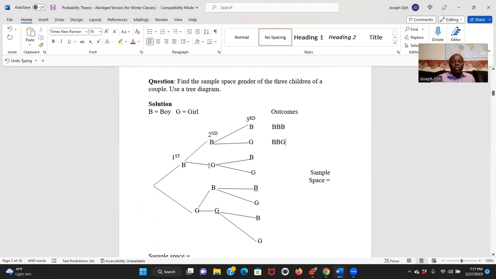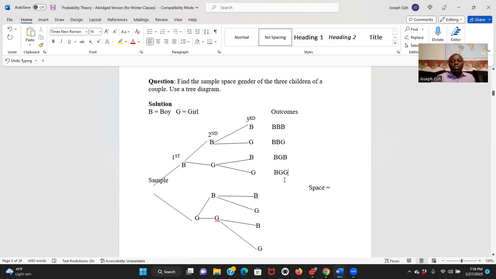First child is a boy, second child is a girl, third child is a boy, BGB. First child is a boy, second child is a girl, third child is a girl, BGG. So we repeat the same process for the girl side.